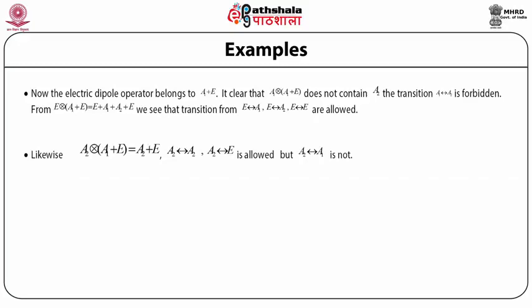Likewise, A2 cross A1 plus E is equal to A2 plus E. Therefore, A2 going to A2 and A2 going to E is allowed, but A2 going to A1 is not allowed because A2 cross A1 plus E does not contain A1.